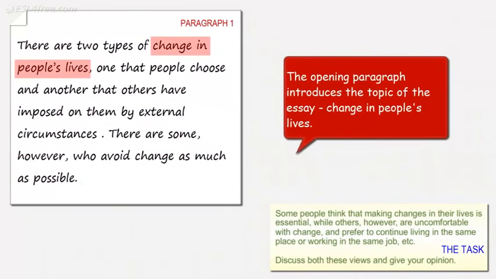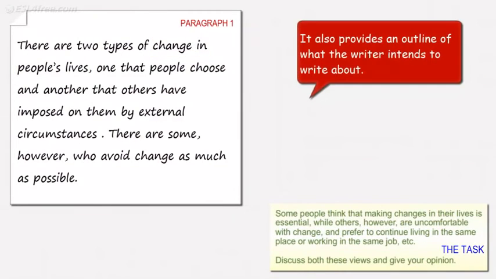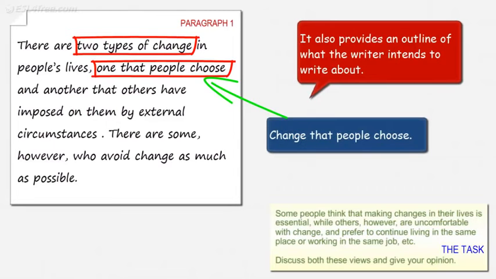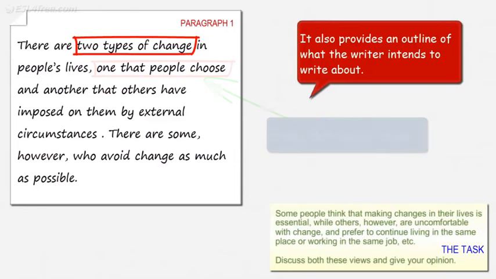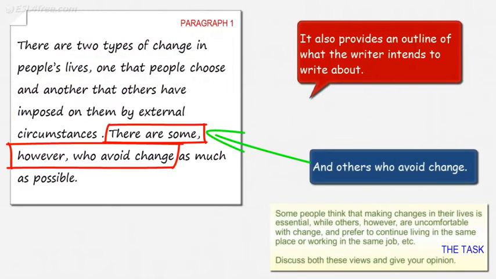The opening paragraph introduces the topic of the essay, change in people's lives. It also provides an outline of what the writer intends to write about. Change that people choose, change that is imposed on people, and others who avoid change.